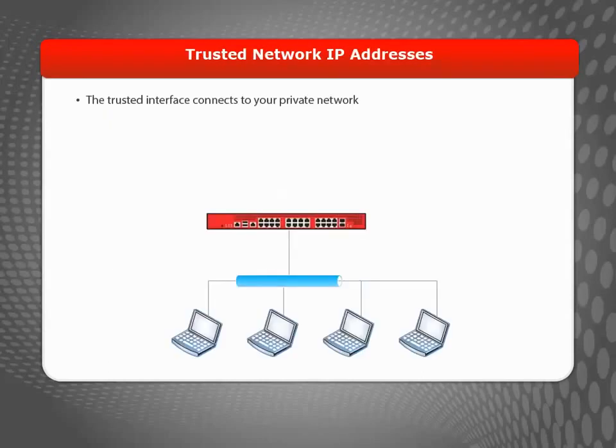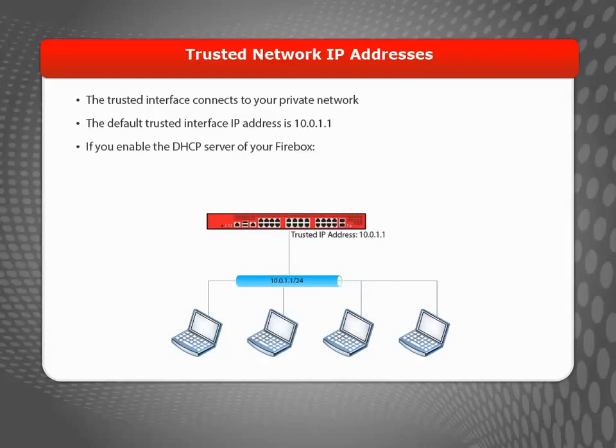In the wizard, you'll need to define an IP address for the trusted interface of your Firebox. To know what IP address to use, you need to think about your private network because the trusted IP address you use must be in the same network range as the rest of your private network. If you're replacing an existing device, you may want to use the same IP address as the old device used.